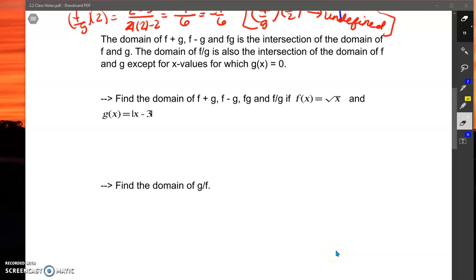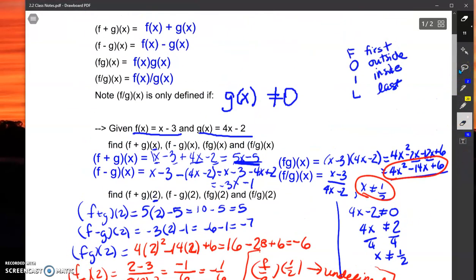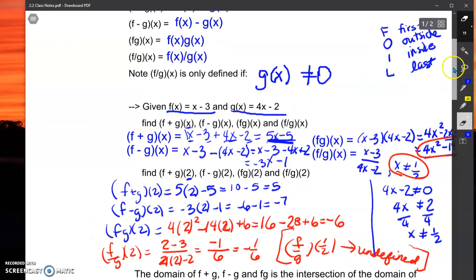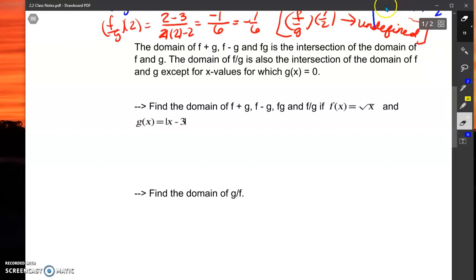Okay, we are going to continue on with section 2.2. We have just defined these new functions that are made by adding, subtracting, multiplying, or dividing known functions together, and we've talked about how to calculate those and how to evaluate them if you're given what the value of x is. Now let's talk about what the domain of these functions are.